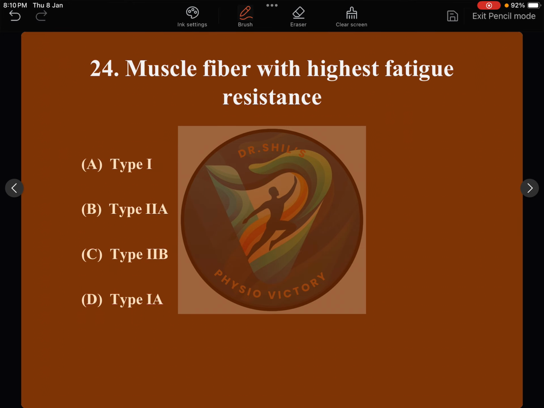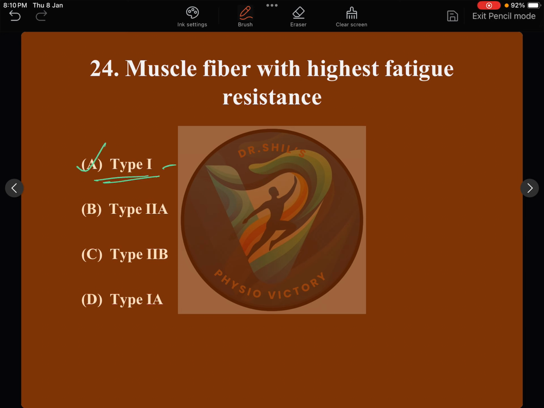Next, come to question number 24. Muscle fiber with highest fatigue resistance. Option A type 1, option B type 2A, option C type 2B, option D type 1A. Here the correct answer is type 1.